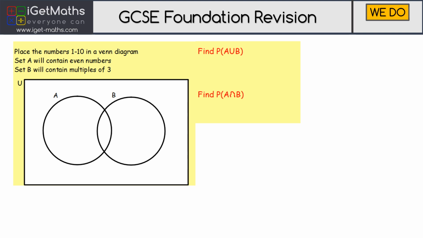Okay, it says place the numbers 1 to 10 in a Venn diagram. Set A will contain even numbers, and set B will contain multiples of 3. So the first thing I would do is I would do set A, and they would equal the even numbers between 1 and 10, so that'd just be 2, 4, 6, 8, and 10.